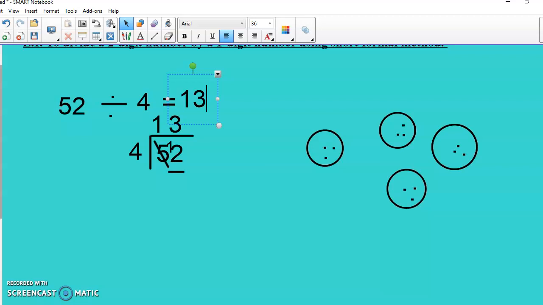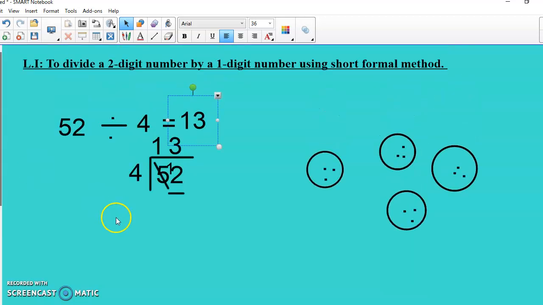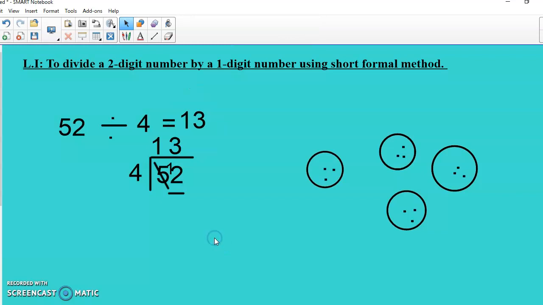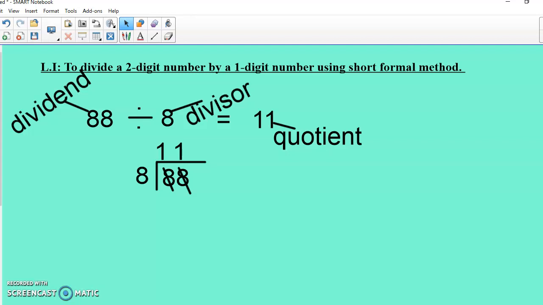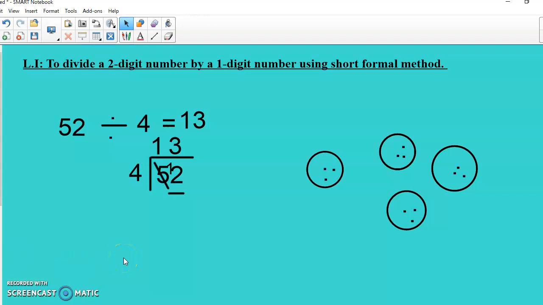So that is how to solve our short formal method with a remainder. Okay, and that's how to solve one without a remainder. I hope you guys are able to do this on your own now. Try as much as you can and have fun calculating a 2-digit number by a 1-digit number using short formal method.